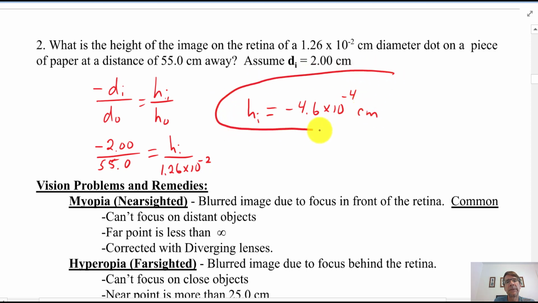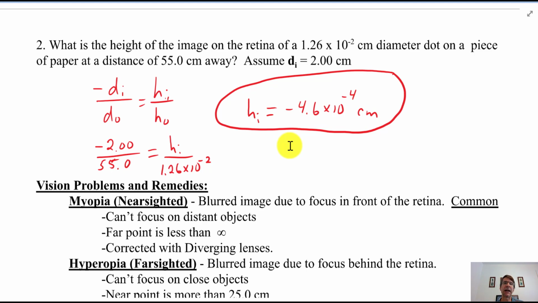Really small. That's the height of the image upside down. The negative means it's upside down on your retina. And once again, that's really, really small. But you have detectors back there that make sense out of all this. I mean, your cones and rods are even smaller than this. Quite a bit smaller than this, I believe.